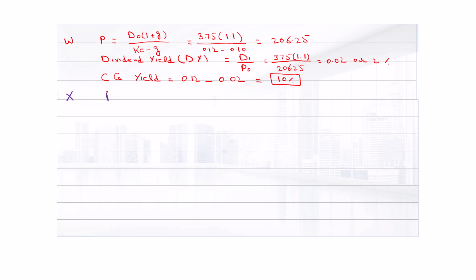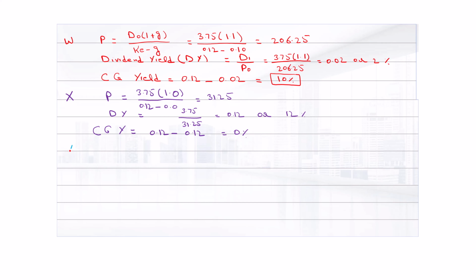For X stock, price is equal to 3.75, that is D0, into 1.0, that is growth rate is 0, divided by 0.12 minus 0.0, and the answer is 31.25, and dividend yield is equal to 3.75, that will be D1, divided by P0, that is 31.25, equal to 0.12 or 12%, and capital gain yield is equal to 0.12 minus 0.12, that is 0%.